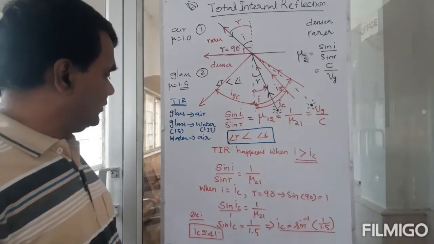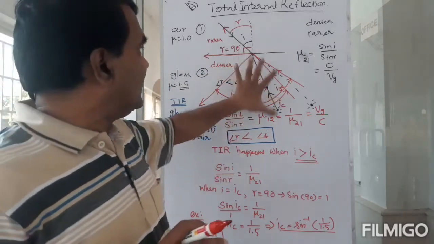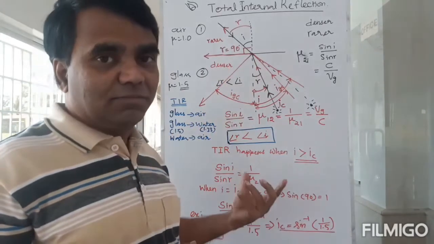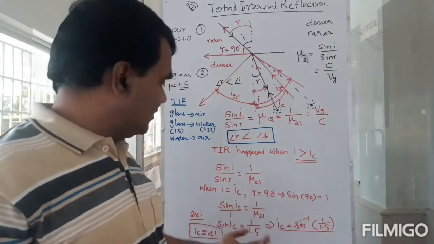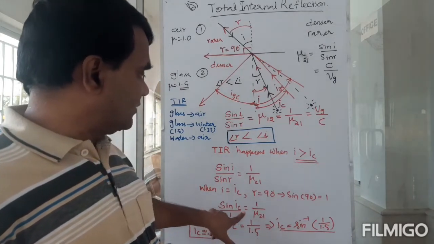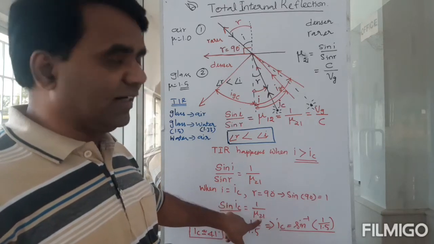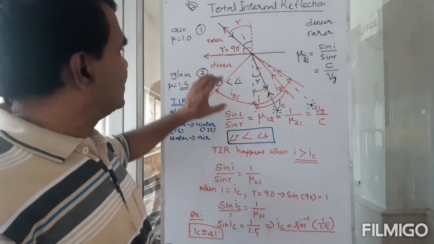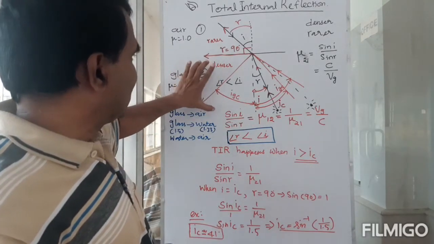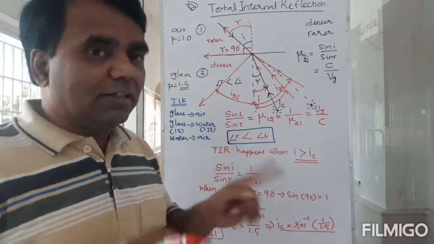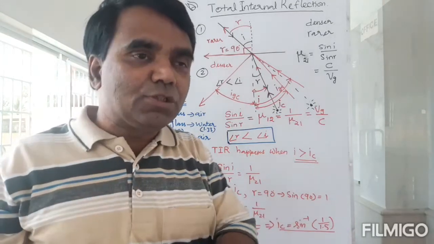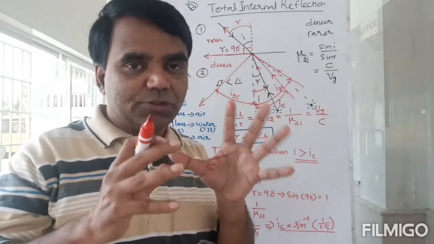Okay, coming back to this. Each medium can have its own critical angle, because each medium has a refractive index. The critical angle is simply sine inverse of 1 by that refractive index. So when you talk about refractive index, you're saying the refractive index of glass with respect to air, the refractive index of water with respect to air, the refractive index of diamond with respect to air. So this is what you see.